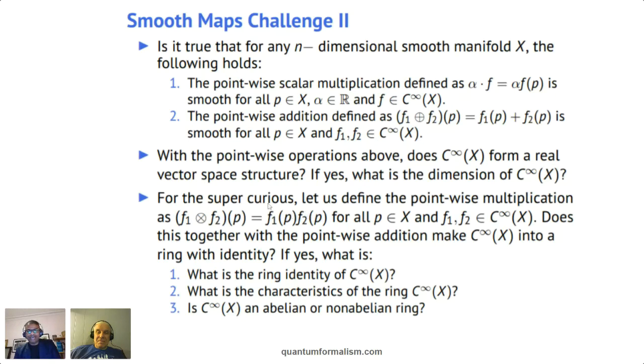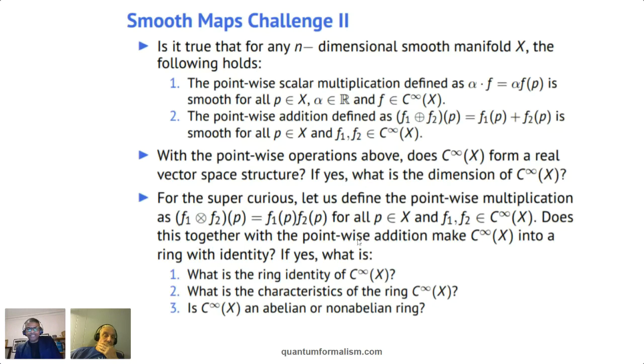This is not for everyone, but for the super curious: let's define a product. Why not? We defined addition, so why not define a product too? Another note is don't mistake this with the tensor product. Again, it's just a notation, and it means this. So F1 times F2 at P equals F1 of P times F2 of P. This product here also happens in R, just to be clear.